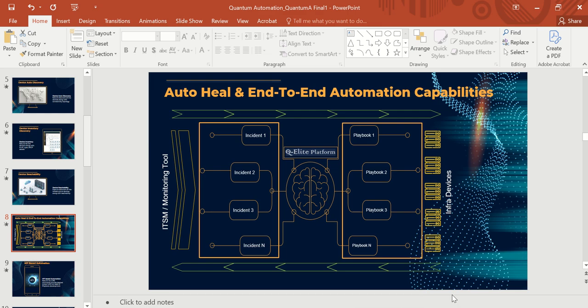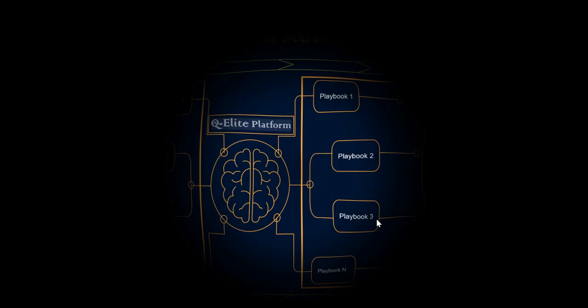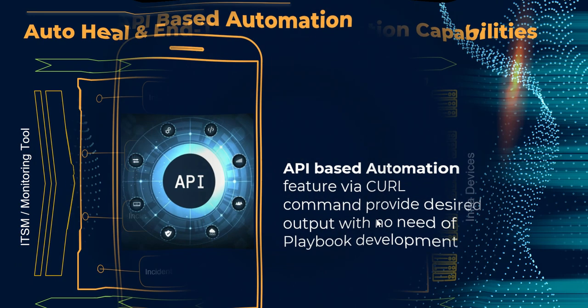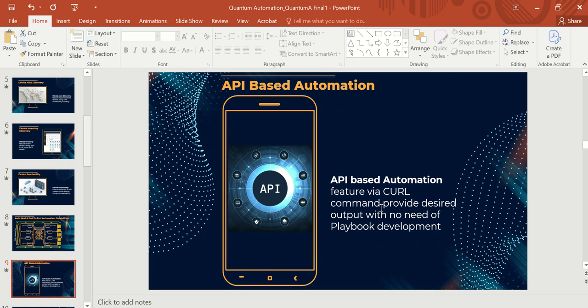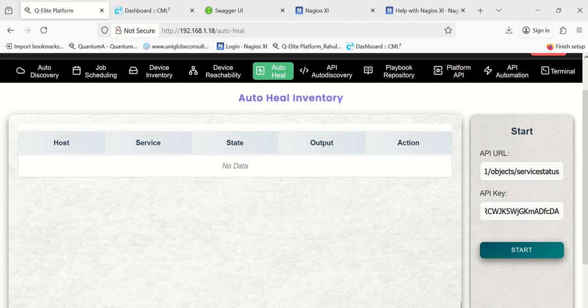Let's go to the next feature. So this is the API based automation. This is also one of the best features we have developed. Let's check how it works.